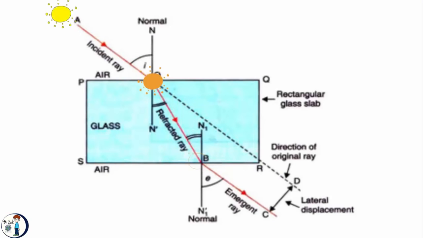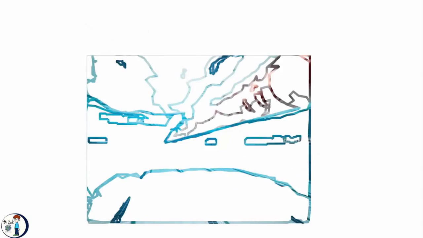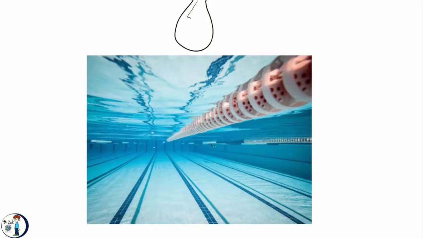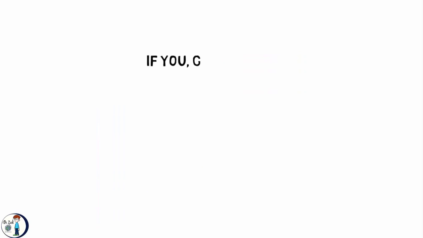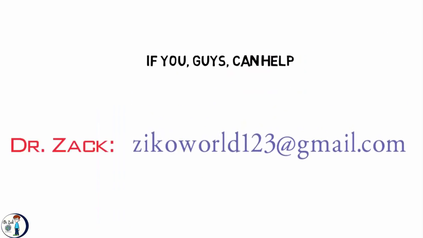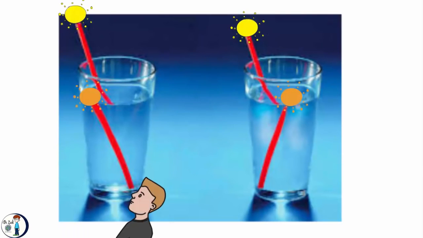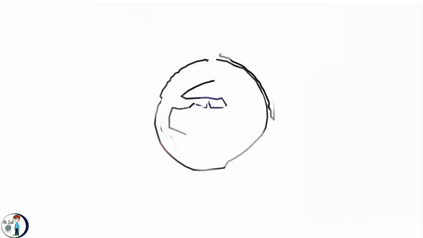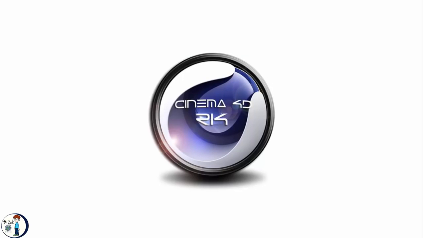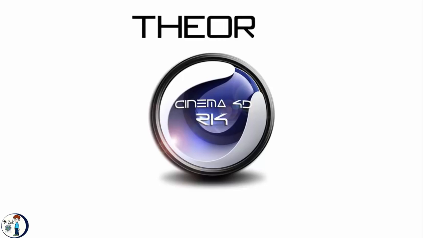For example, we can do this in a big swimming pool to see how a refracted bulb would look like from far away, in order to see both refraction and perspective in action. If you guys can help, please contact us and let's prove this scientifically. But for now, let's just call it a theory. Because we're just trying to prove it in a 3D program. I'm pretty sure we are correct, but let's just call it a theory.